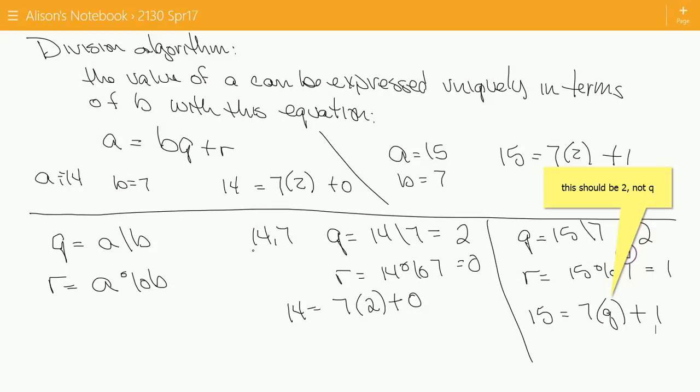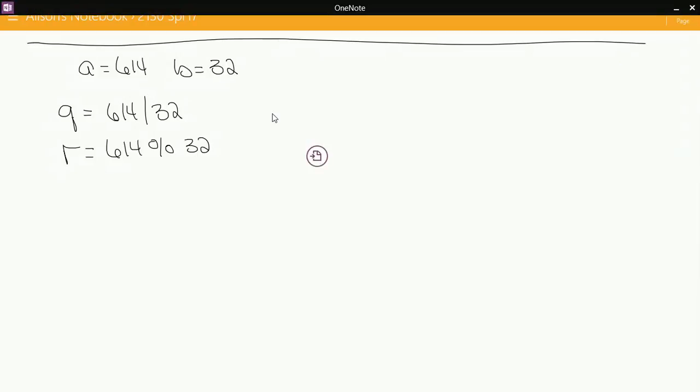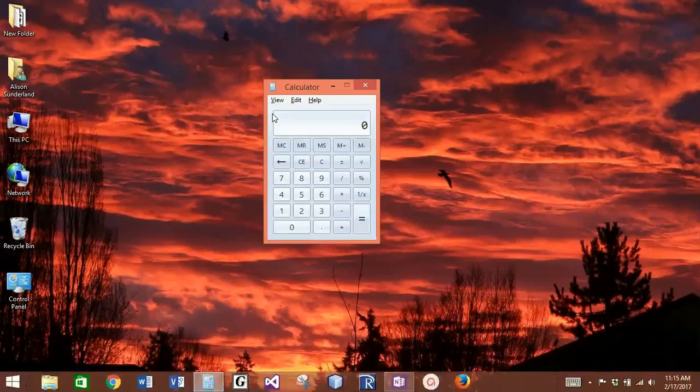Let's try this with something a little bit more difficult. A equal to 614, b equal to 32. That means that my q value is going to equal 614 divided by 32, and my remainder is going to equal 614 mod 32. One of the best ways that I can do this calculation is a calculator.